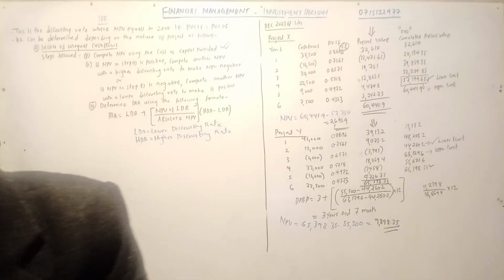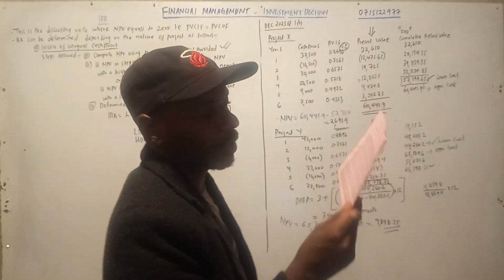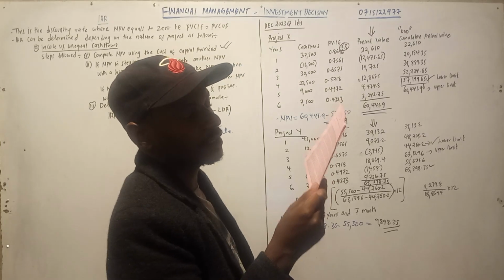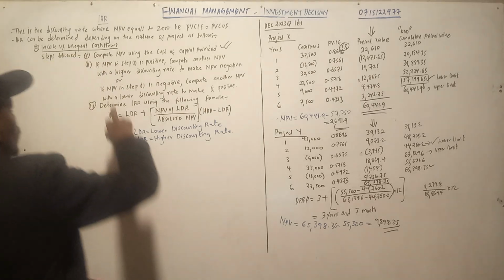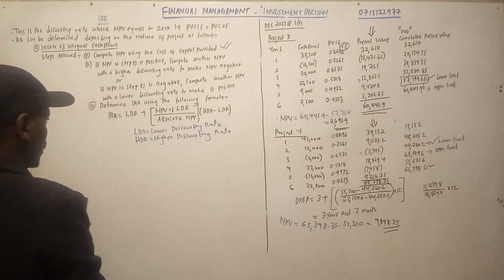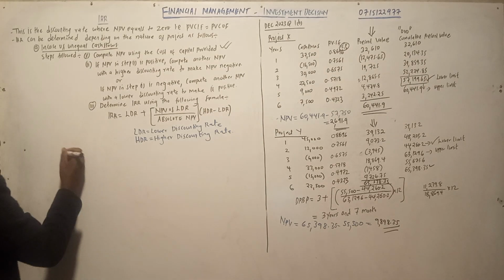So let's go to our table. You can go to your table, you pick the one which is in the table. So kwa table nikiangalia the highest is 30%. So tutumie 30%. Now let us use a higher rate. So we have the years. So tunasema tuko still on project X.